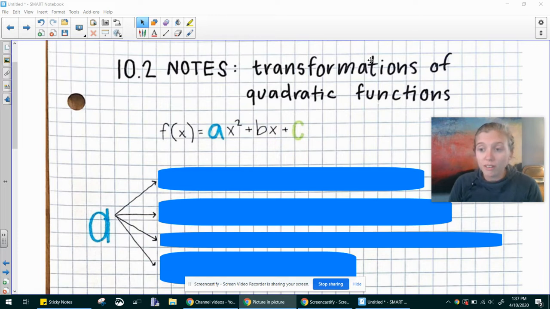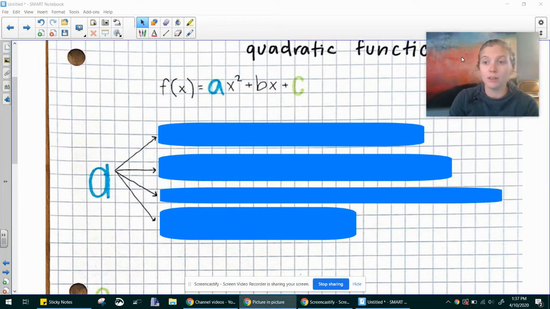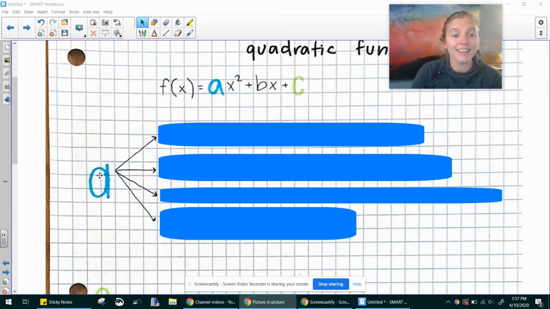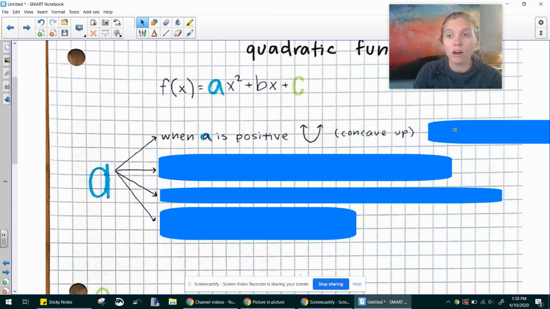We're going to start with two of the easiest ways to find how a graph is shaped and how it's moving. We're going to look at the a value of our function and the c value of our function. We're going to start with the a value because that controls a lot of things about this graph. The first thing we're going to look at is whether the a value is positive or negative. When a is positive, the graph will always be concave up. That means that our U will always be shaped like a traditional U. It will always be pointing up.